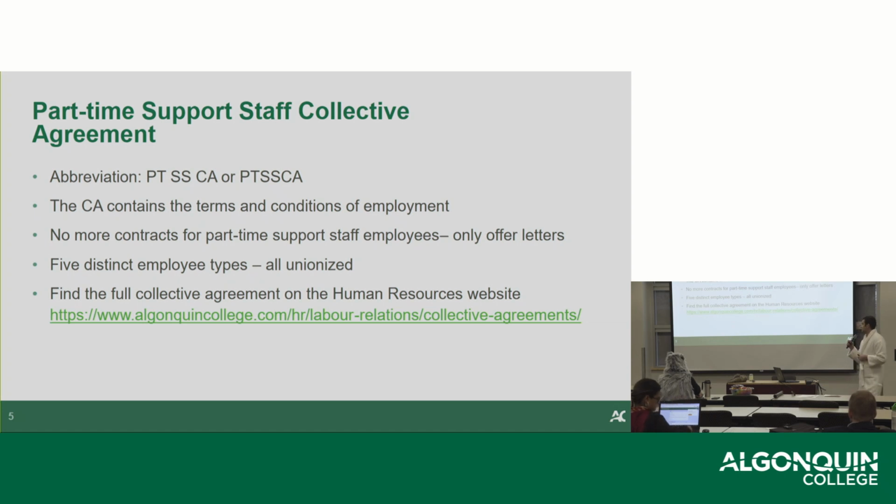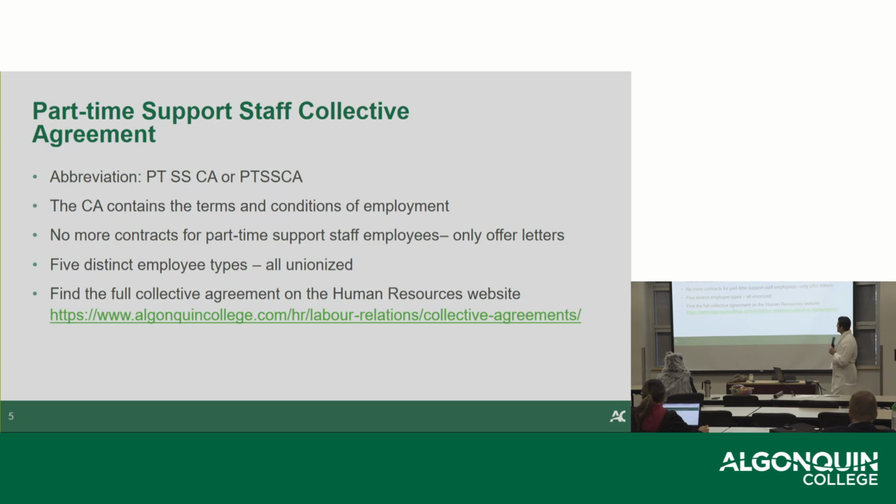You'll hear the abbreviation PTSSCA for the part-time support staff collective agreement, and that's probably the abbreviation I'll use just for brevity. The CA contains the terms and conditions of employment. In the past, part-time support staff used to get a contract or a terms and conditions letter. Now the actual terms and conditions of employment are within the collective agreement. So no more contracts. When part-time support staff is hired, they won't get a contract. They'll get an offer letter with reference to the collective agreement, similar to the full-time support staff.